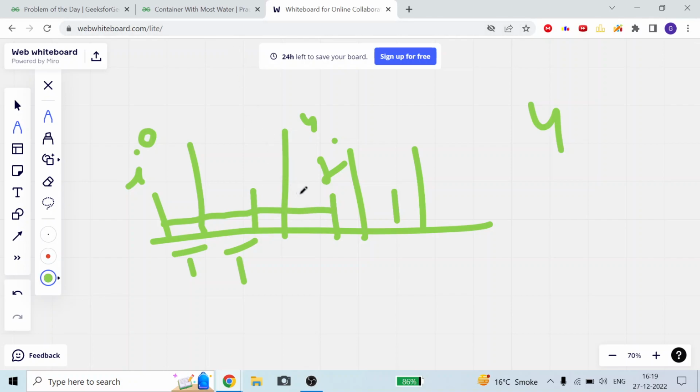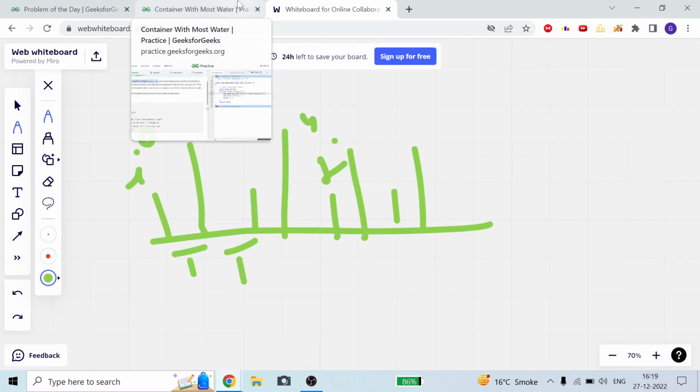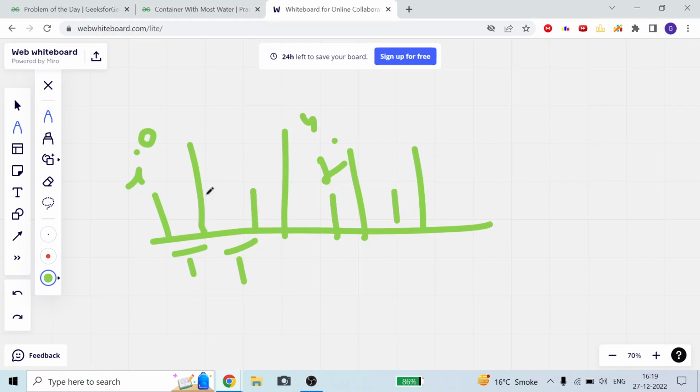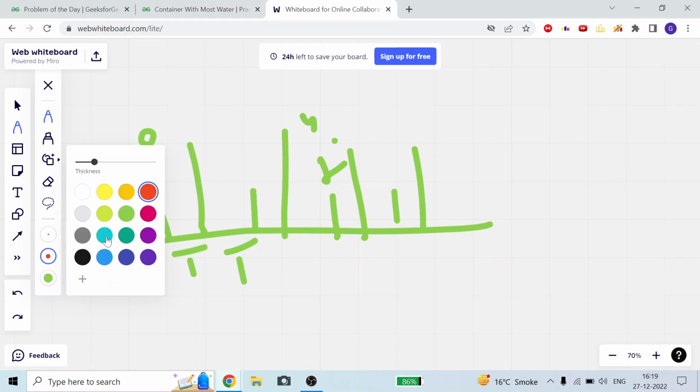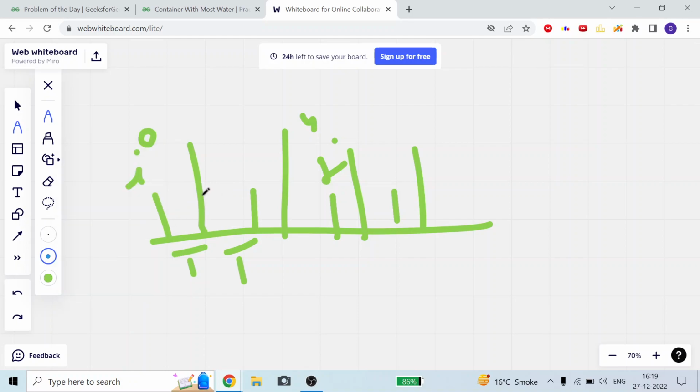So the distance is 4, and now we have to find the maximum amount of water we can store between these lines. We can store water only up to a certain level, because if water rises above this particular level, there is a wall on one side but no wall on the other side, so the water will flow out. So the maximum amount of water we can store is up to the minimum height, and the width is the length between the lines.